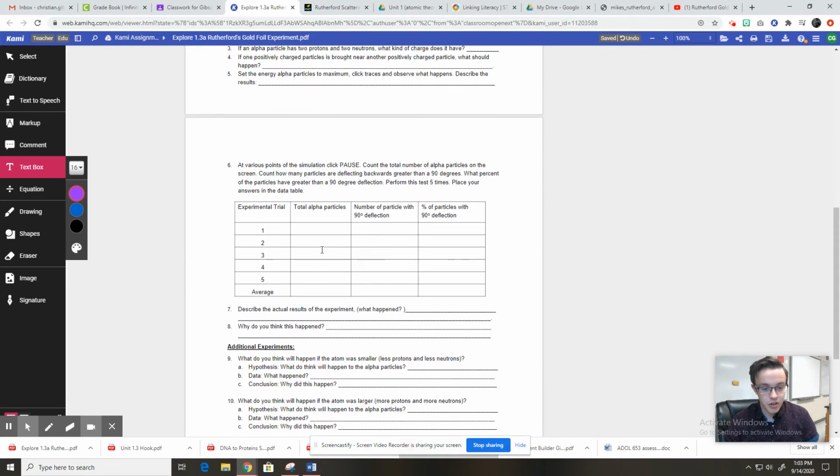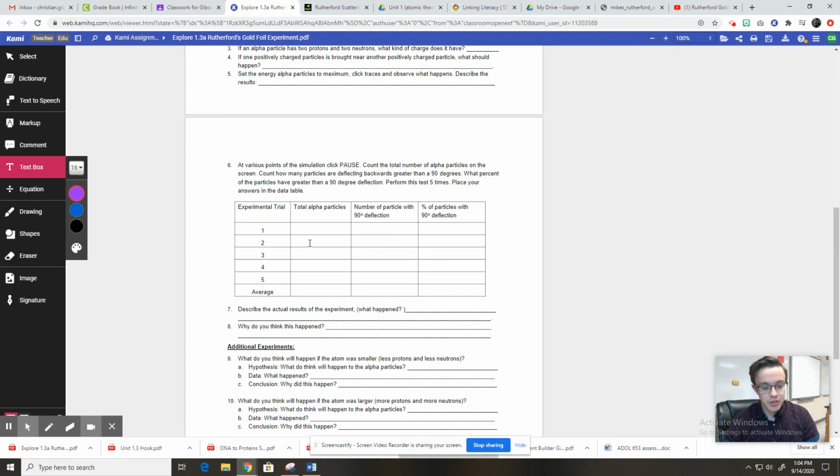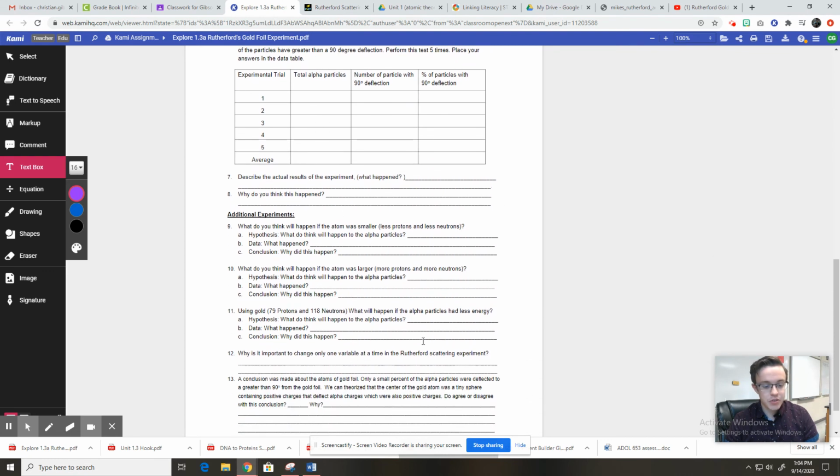And then you've got a chart here, so you're going to run a few trials where you're just clicking start and stop or pause and play five different times, and you're going to estimate the degree at which they are being deflected at 90 degree angles. Remember, a 90 degree angle is a right angle, so if it's going straight and then gets deflected, like this is almost 90 degrees right here, not quite. You just follow the instructions. It'll walk you through it. And then it's going to have you conduct your own little experiments here.